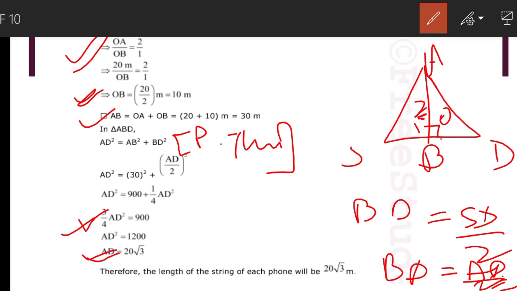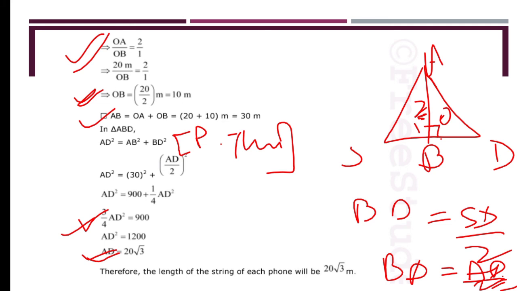We have to find the length of each string, that is the side of the equilateral triangle, which is the length of the string. Since we have already found AD, that is the length of the string. So therefore the length of the string of each phone will be 20 root 3 meter. So this was sum number 6.